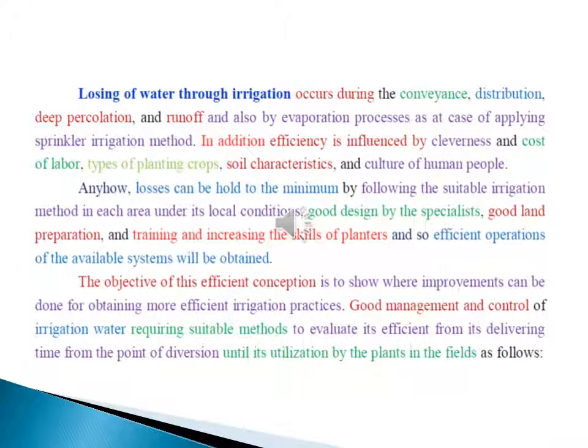Loss of water through irrigation occurs during conveyance, distribution, deep percolation, runoff, and also by the evaporation process, as in the case of applying the sprinkler irrigation method. In addition, efficiency is influenced by the skill and cost of labor, types of planted crops, soil characteristics, and culture of people.